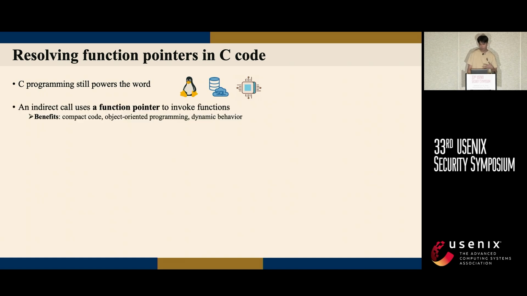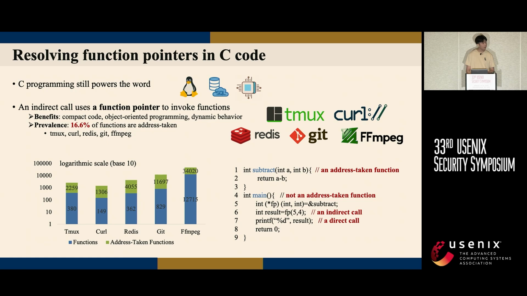In C programs, the call graph includes indirect calls, which use function pointers to invoke functions. This has the benefit of enabling more compact code and enabling dynamic behavior in the language. According to our study of five representative open source software projects on GitHub, over 16% of the functions are address-taken functions that are called by indirect calls. Here is a simple example to illustrate an indirect call in C: the address of the subtract function is assigned to the function pointer at line 5, and then it is invoked at line 6 through the function pointer fp.